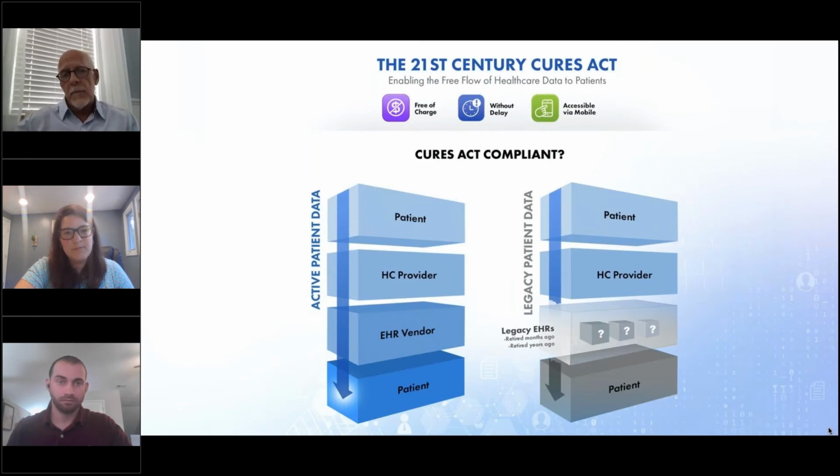Kyle, you agree with that? Yeah, Jim, I think you make a great point. And I shudder to think if someone has maybe some paper records still in their file as one of their legacy type systems.